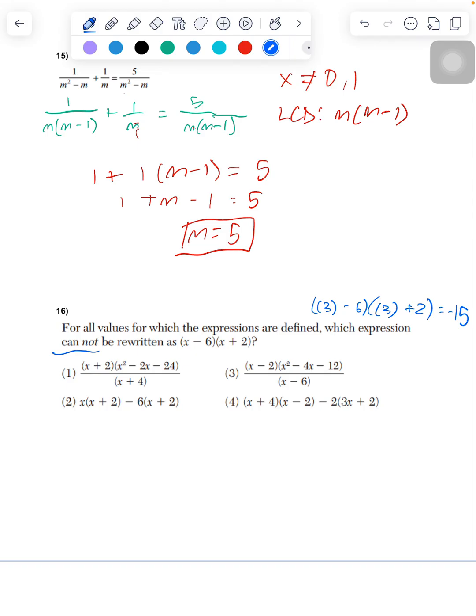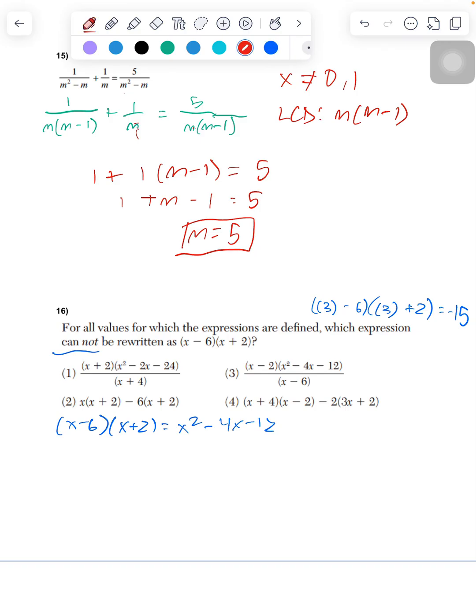So one thing you want to do here is which one is not equivalent to. So I'm just going to expand this. I'm going to expand x minus 6, x plus 2. This is going to be x squared minus 4x minus 12. So which one of these cannot be written as that, right? So this thing factored is this. This thing factored is this. So that's what I'm getting.